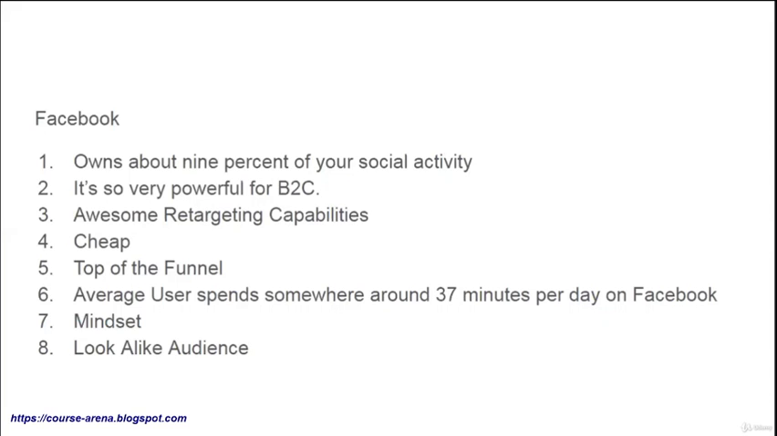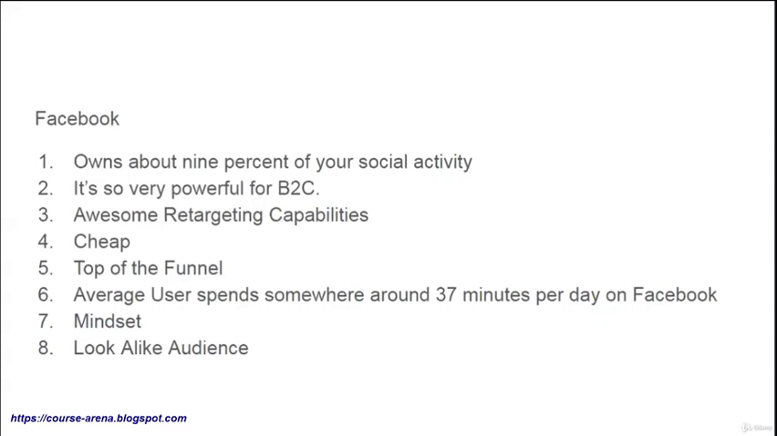So it's a great medium to get the word out, a great medium to spread your message or information about your products or services. Also, an average user spends somewhere around 37 minutes per day on Facebook, and that is huge for marketers. They could get their services and products in front of the people, because the engagement time of people on Facebook is very, very high.